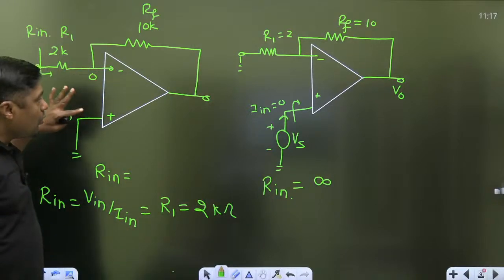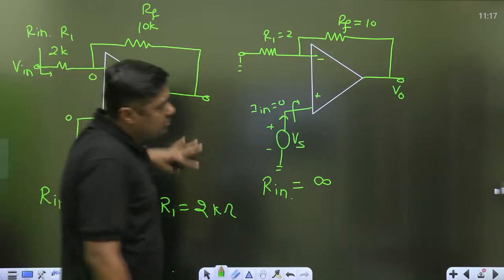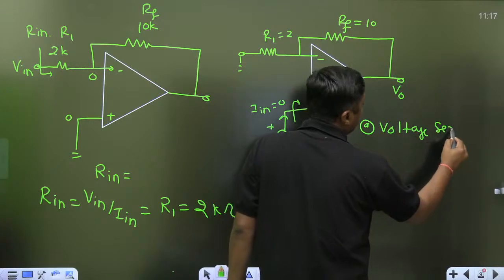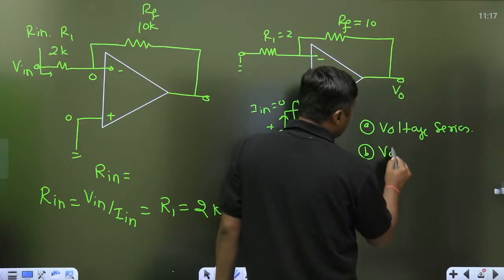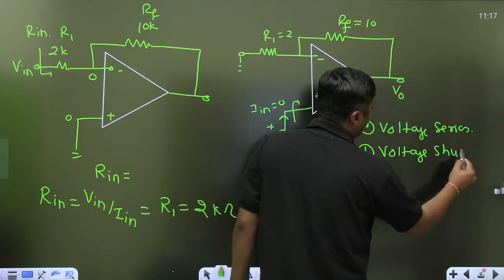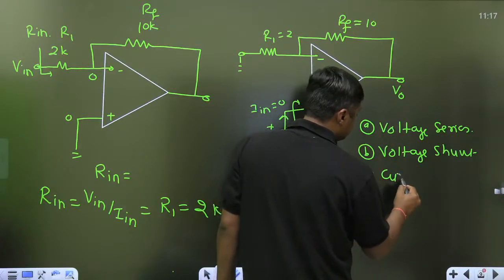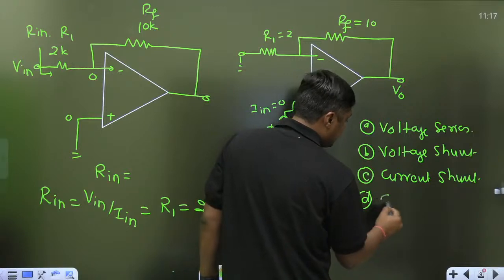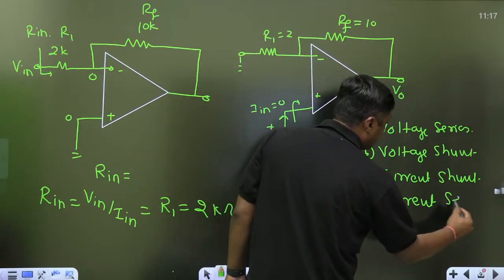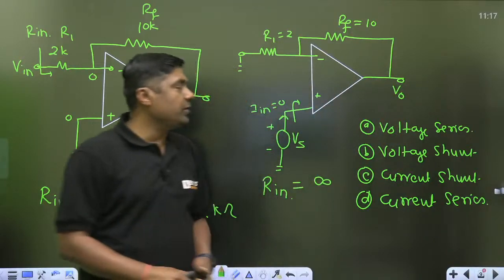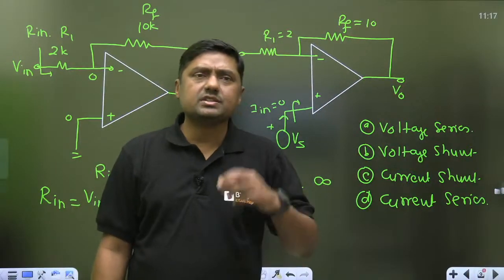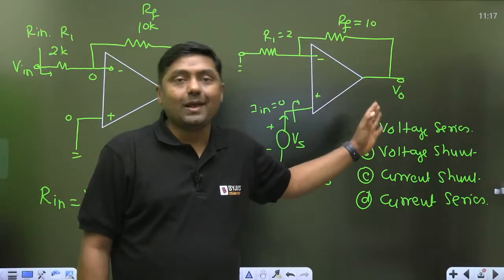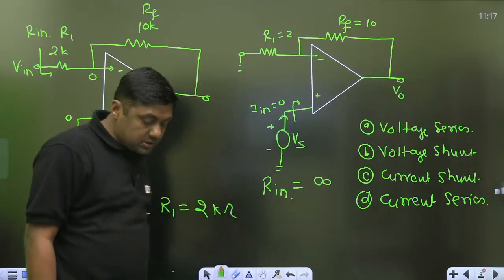Second, now tell me, what is the feedback mechanism in non-inverting operational amplifier? Voltage series, voltage shunt, current series or current shunt? Tell me. There are four types of feedback mechanism: voltage series, voltage shunt, current series, current shunt. Then what will be the feedback mechanism in case of non-inverting operational amplifier? क्या होना चाहिए भाई? यस प्लीज बताइए मुझे जरा.